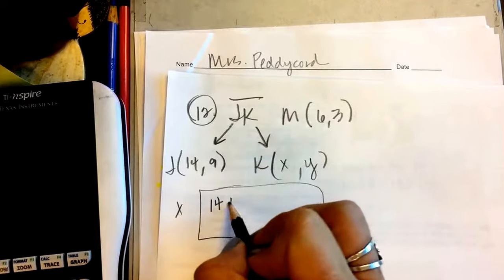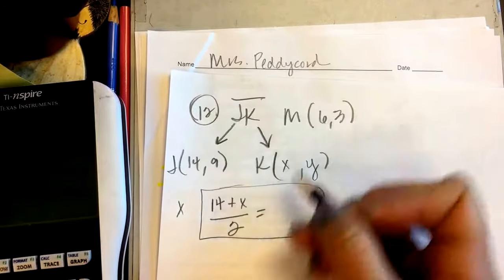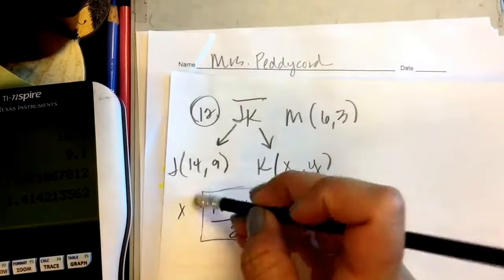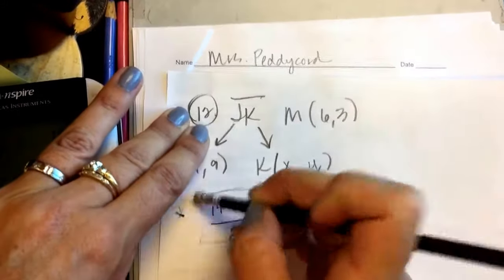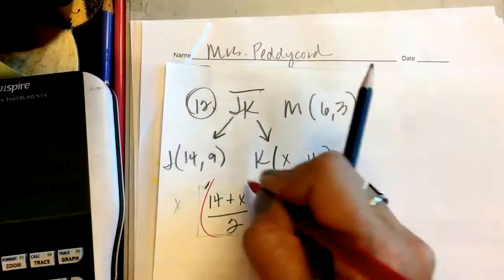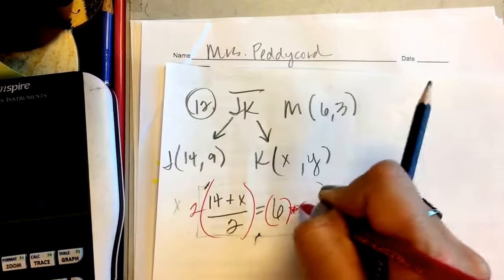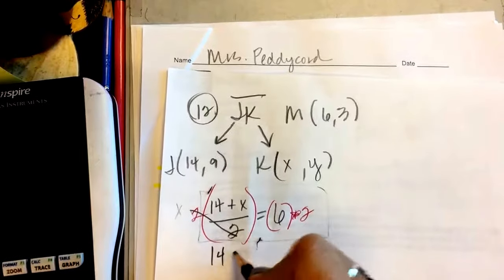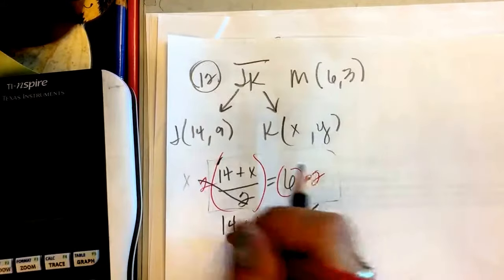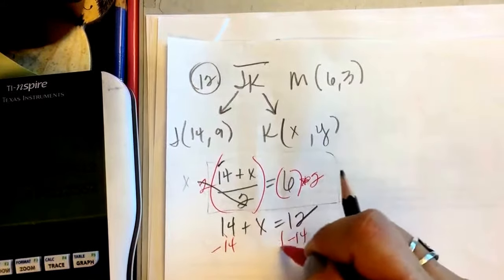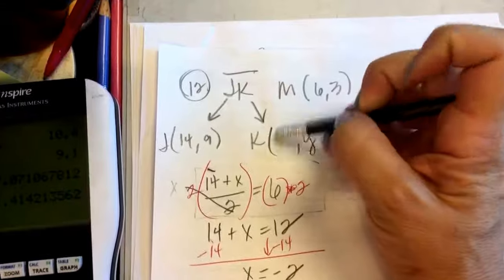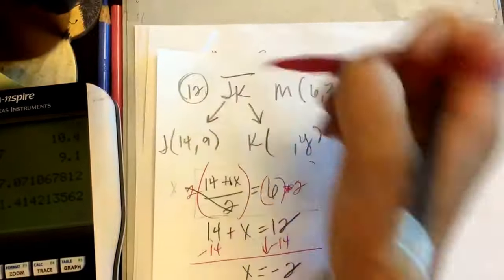There's a little bit more to this. 14 plus a missing value. When I divide it by 2, I get 6. So this is just me solving for X. You guys, I was trying to stay organized, but I'm realizing I got to show some math here, so that got a little bit difficult. 2 multiplied by 2 on both sides. Put a times 2 there so it doesn't look weird. 14 plus X equals 12. When I take 14 away from both sides, X is negative 2. So my missing X value for K is negative 2.